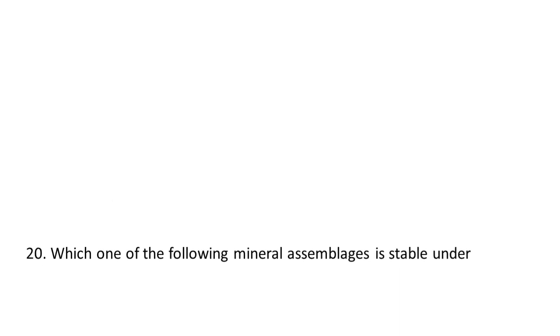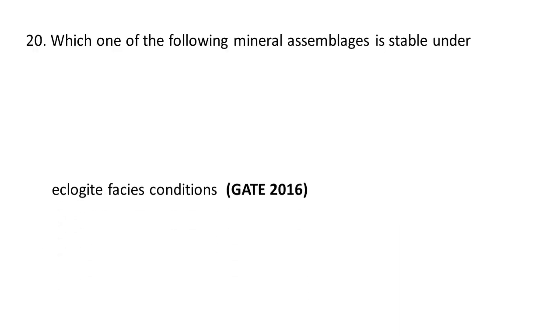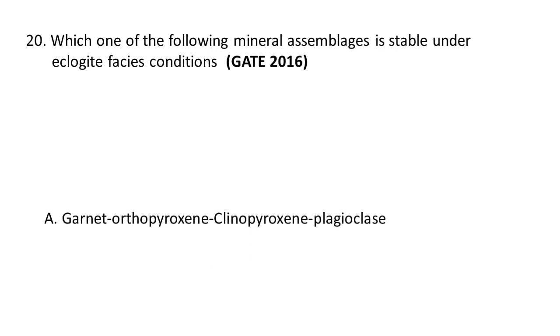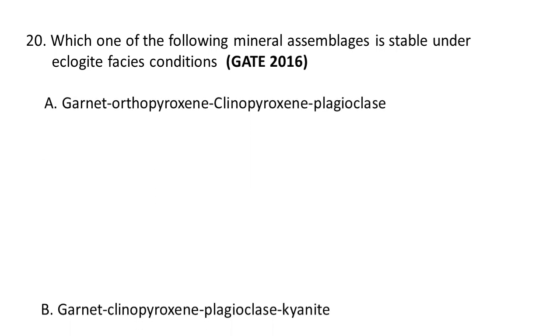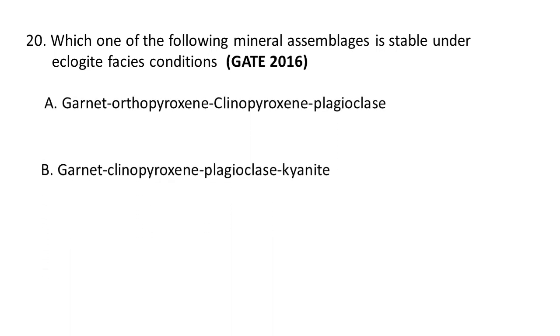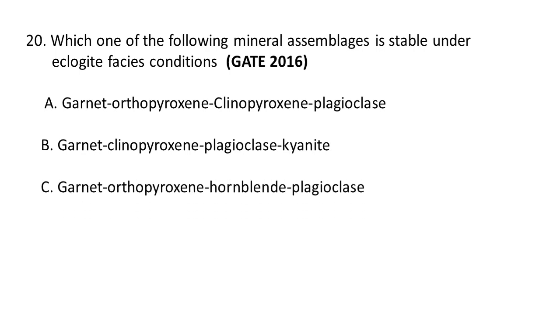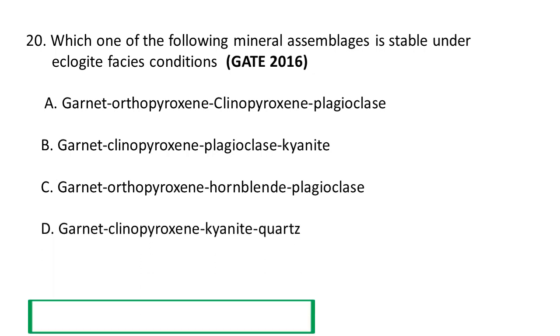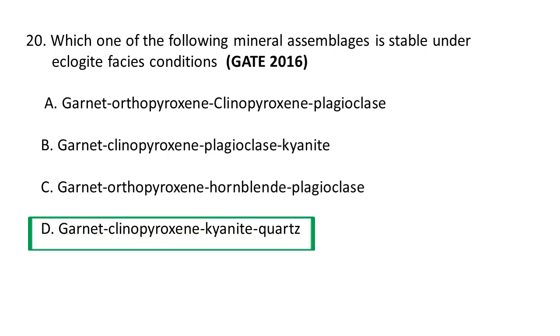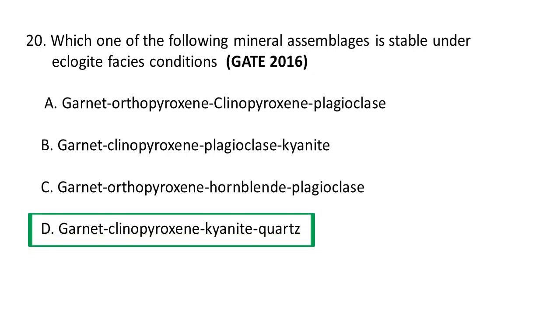Next question. Which one of the following mineral assemblages is stable under eclogite facies condition? A, garnet, orthopyroxene, clinopyroxene, plagioclase. B, garnet, clinopyroxene, plagioclase and kyanite. C, garnet, orthopyroxene, hornblende, plagioclase and D, garnet, clinopyroxene, kyanite and quartz. So the mineral assemblage which is stable under eclogite facies condition is garnet, clinopyroxene, kyanite and quartz.